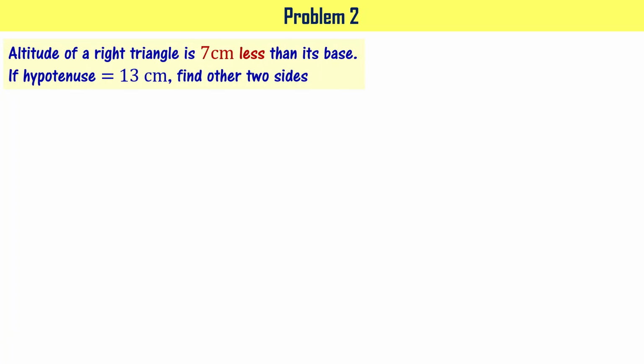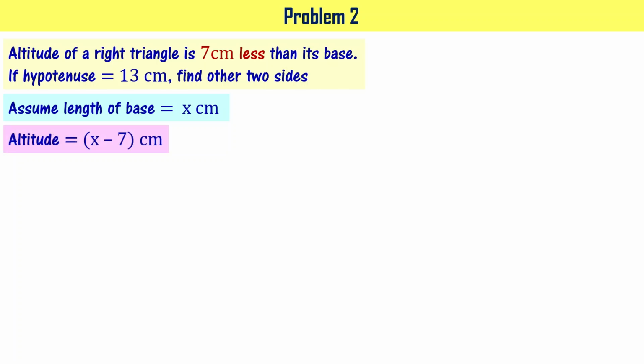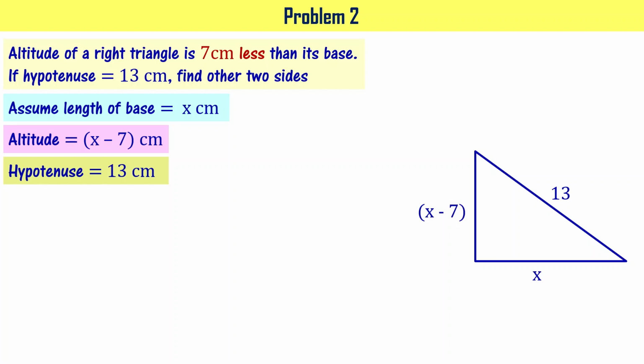Let's go to another problem, that is problem 2. Altitude of a right triangle is 7 centimeters less than its base. If hypotenuse is 13 centimeters, find the other two sides. Altitude is 7 centimeters less than its base is given, right? So let's assume that the length of the base is x centimeters. Then automatically altitude is going to be x minus 7 centimeters and hypotenuse is given, that is 13 centimeters, right? When you plot all this, you get a right triangle like this, right?